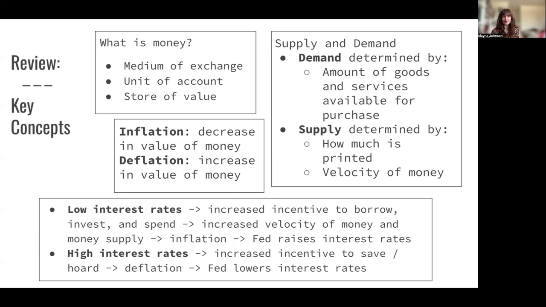So that concludes our lecture on what is money. Next, we'll start getting into exchange rates and the value of different currencies in relation to each other and how that works.